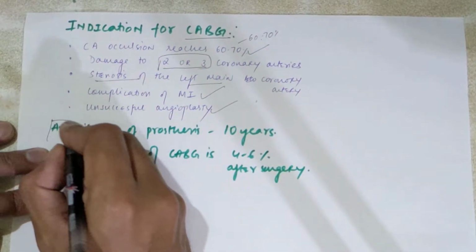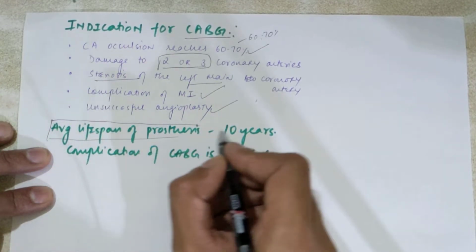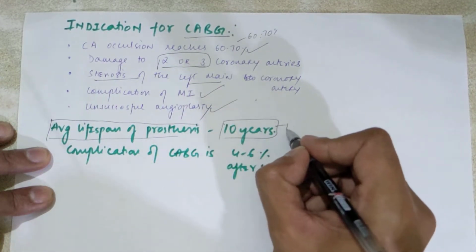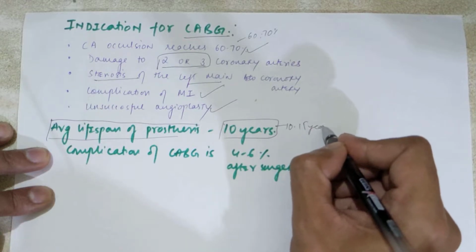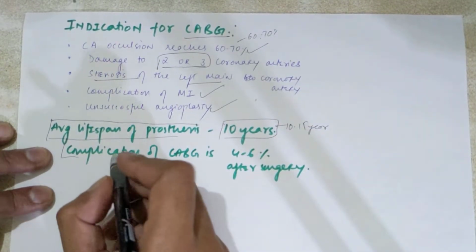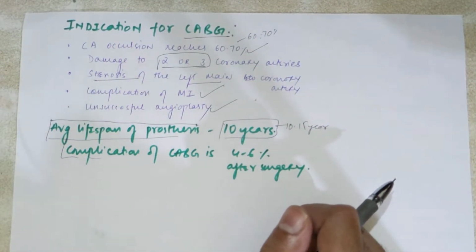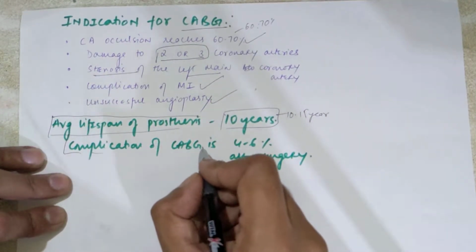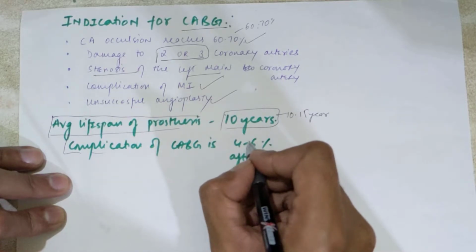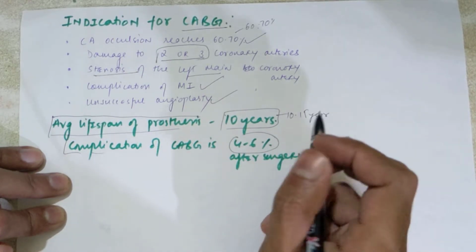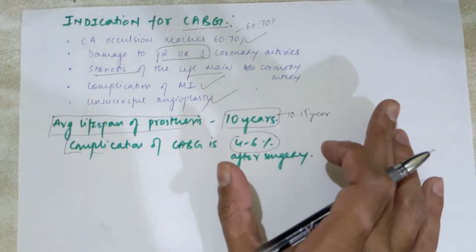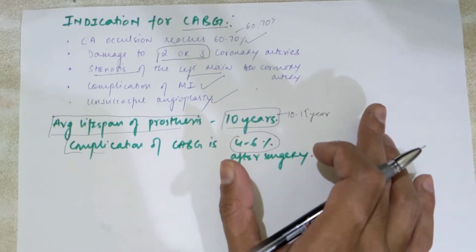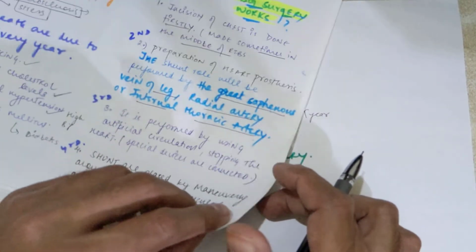And this surgical treatment is effective up to 10 years. Okay, 10 to 15 years it is effective, and after that there may be some complications. Again, the patient may suffer the symptoms of this coronary heart disease. Okay, and the complication percentage is about 4 to 6% after surgery. So it is very rare that there will be any complication after this coronary artery bypass surgery. Okay, so I think it is clear.